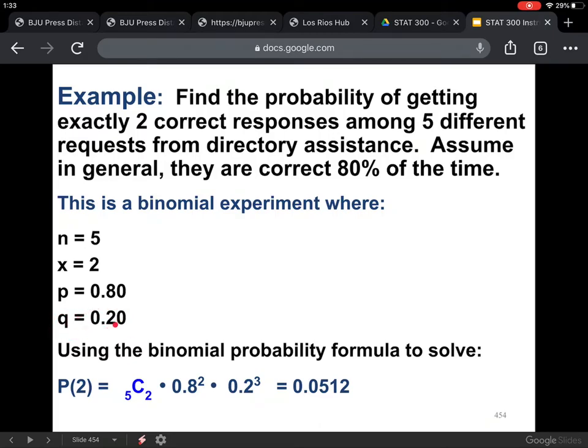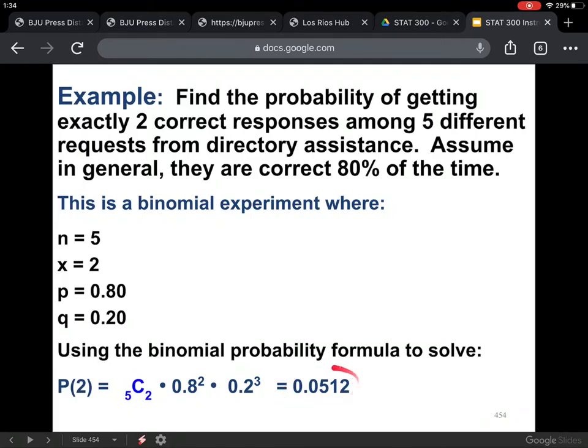And then using the probability formula for the binomial probability, you would have 5 choose 2, right? Times 0.8 squared. The squared is the number of expected successes. And then 0.2 cubed, the 3 is 5 minus 2, the rest of it, right? So you should always expect that these two exponents, the 2 and the 3 in this case, will always add up to the number of trials you have. And if you go through that, you get 0.0512.